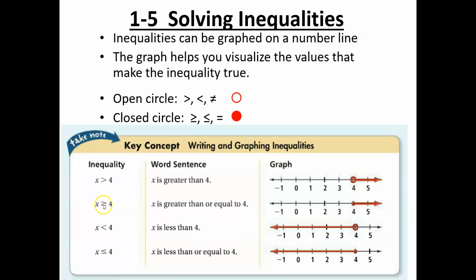For x is greater than or equal to 4, it's the same line except with a closed circle because we have the equal sign, the point is included, extra ink, extra ink.